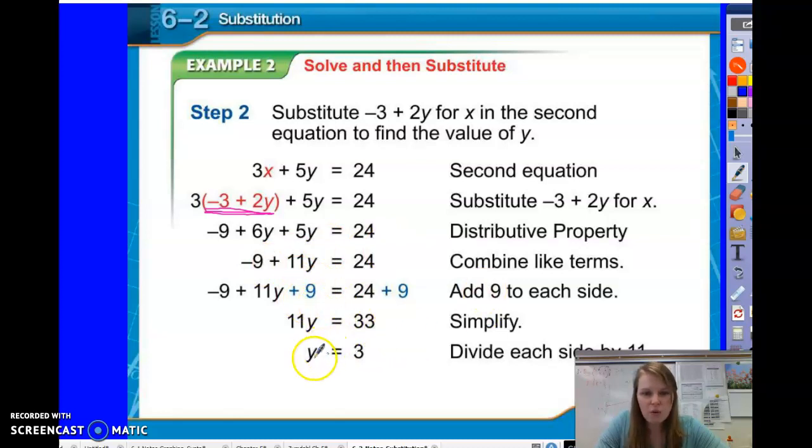Okay, so we got y equals 3. Let me know if you've got questions on the work that they did here, but y equals 3. Now that you have that, we can plug this y equals 3 into your favorite equation from the beginning.